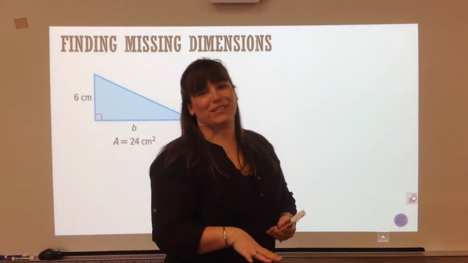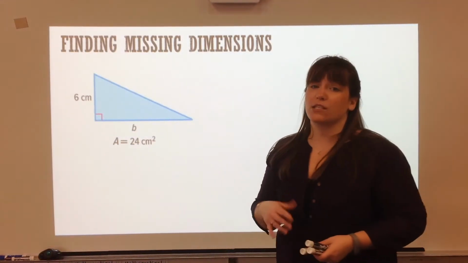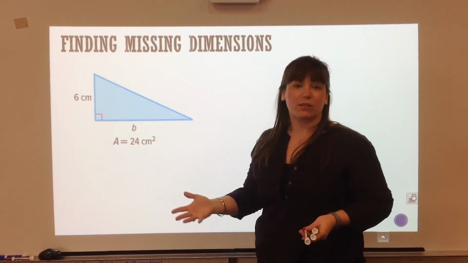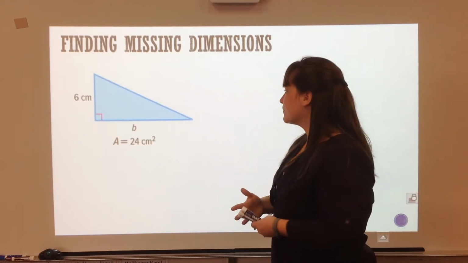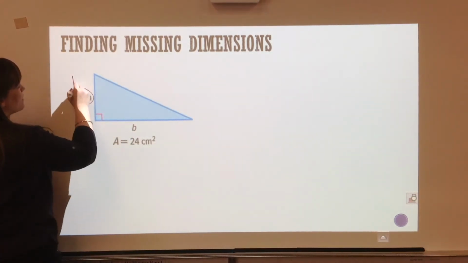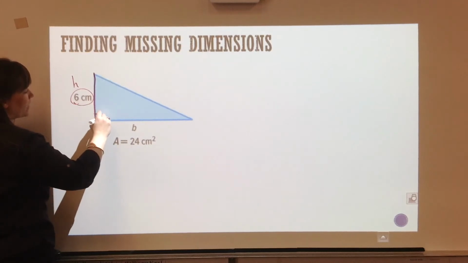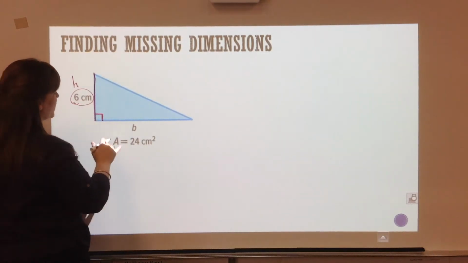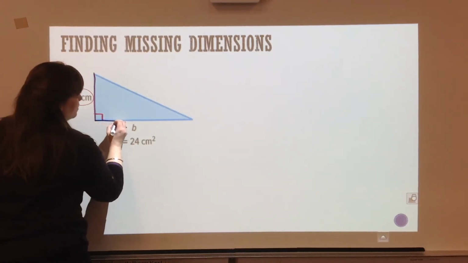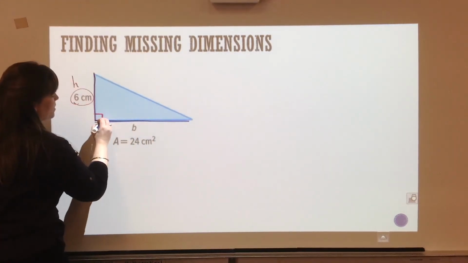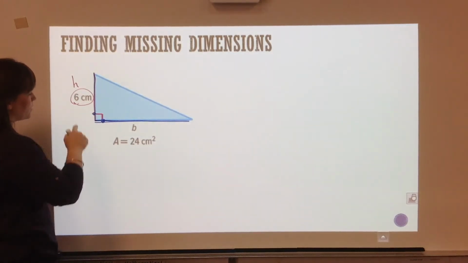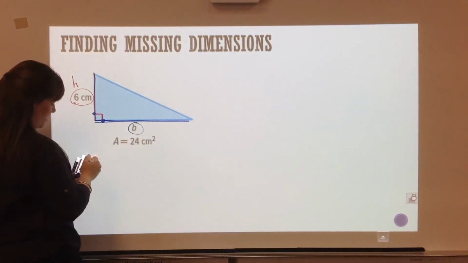Now we're going to move into the second part of this where we're finding missing dimensions. Just like parallelograms, we're going to be given area and asked to find either the base or the height. So let's label to find out what we're going to be finding. This is the height. Notice it's one of the sides of the right triangle, and then the base is touching this right angle symbol right here and right here. So that tells us our height, and we need to find our base.